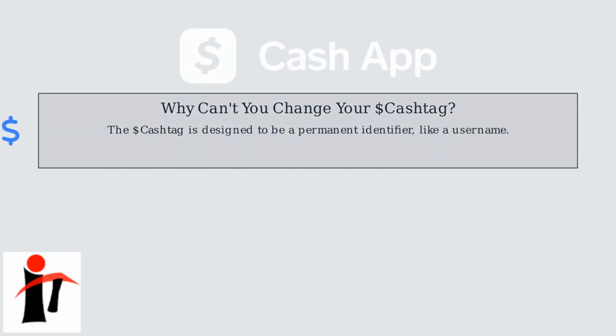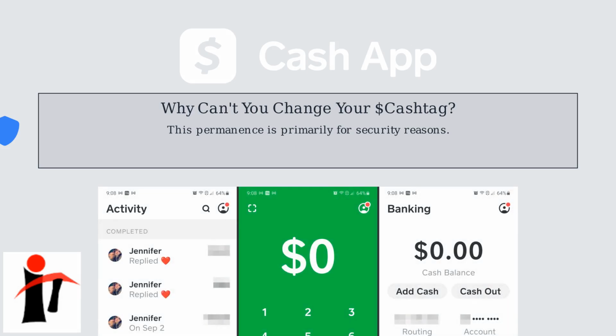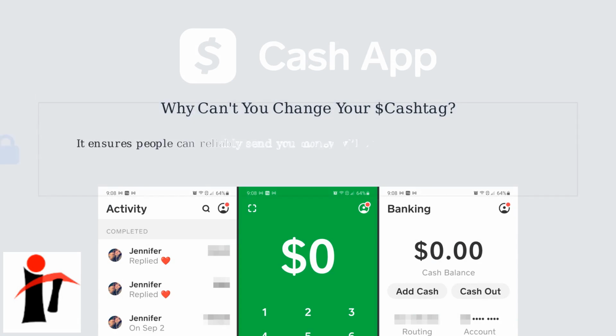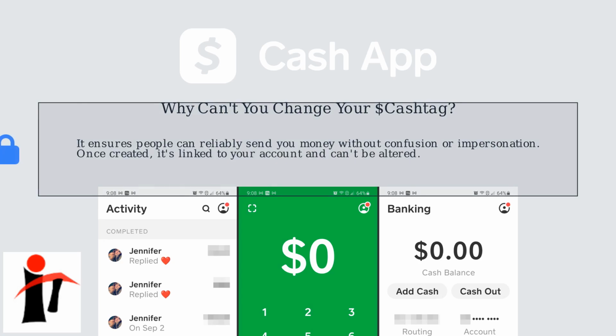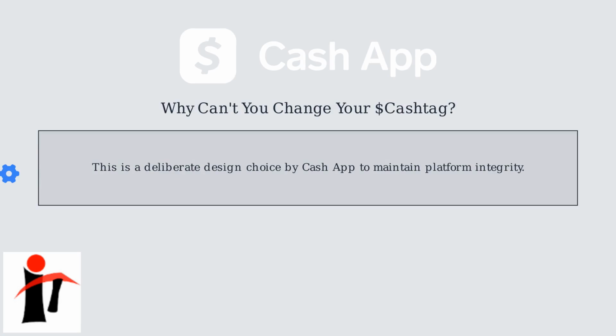The cash tag is designed to be a permanent identifier, similar to a username on social media platforms. This design choice is primarily for security reasons, ensuring that your financial identity remains consistent and protected. It prevents confusion and impersonation by ensuring that people can always send money to you using the same identifier. Once created, the cash tag is permanently linked to your account and cannot be changed. This permanence is a deliberate design choice by Cash App, prioritizing security and user trust over flexibility.